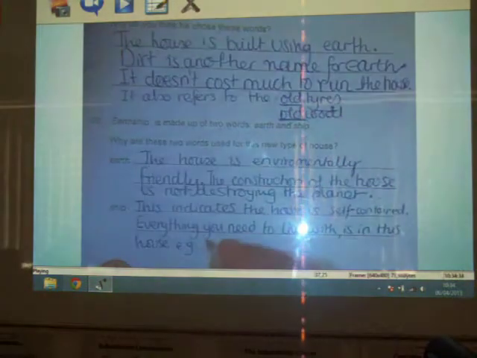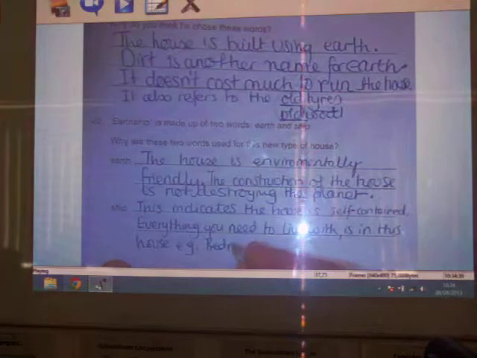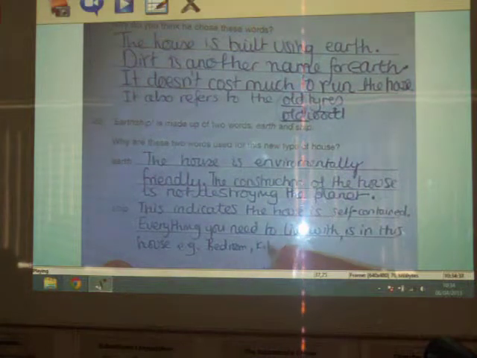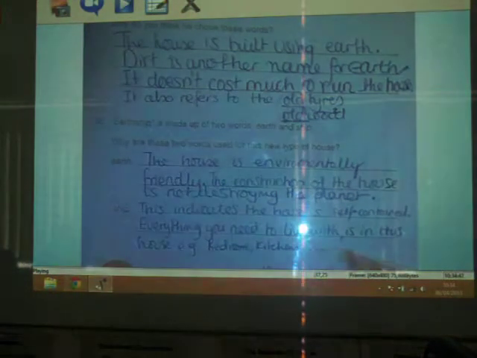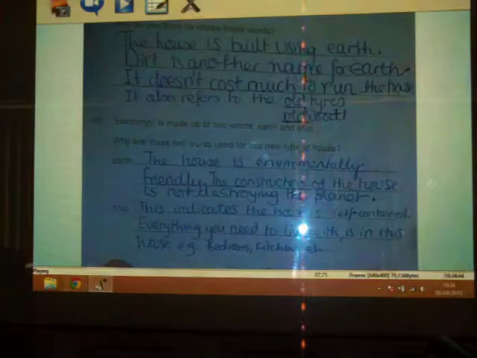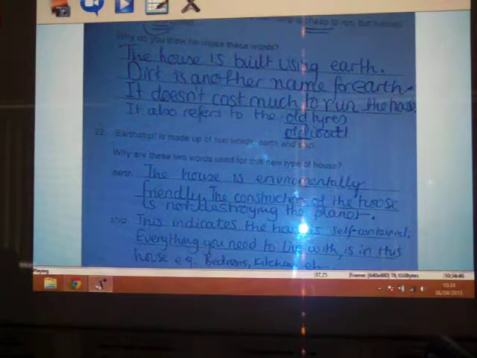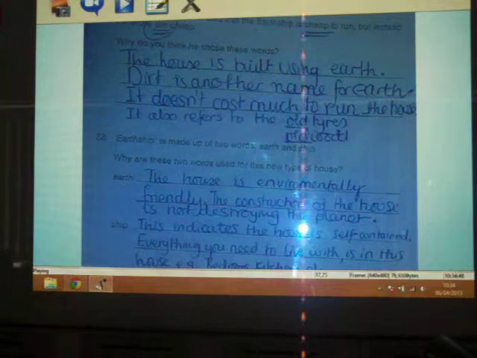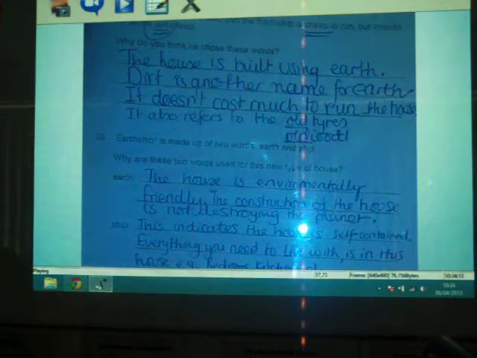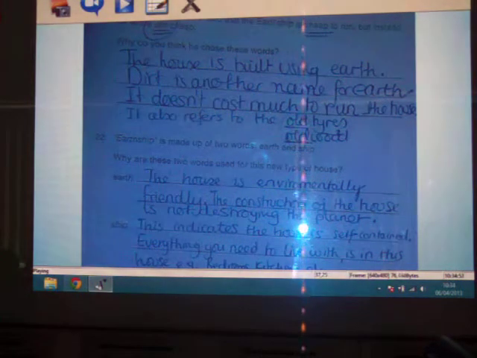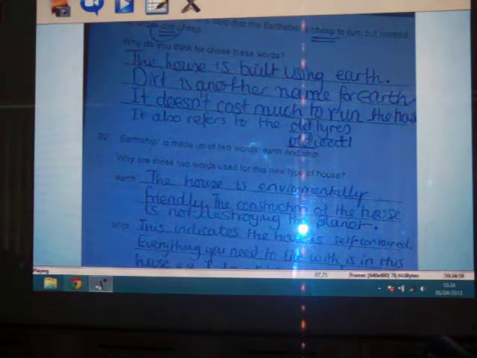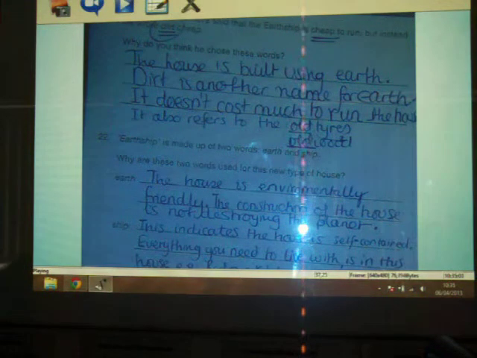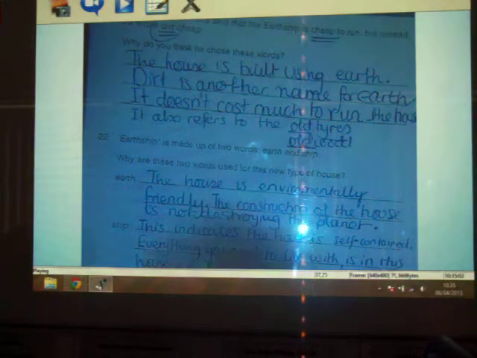So we have bedroom, kitchen, etc. Okay? So the first one we're talking about is environmentally friendly. The construction has not destroyed the planet, or we could say it's actually built into a hill, into the earth. The second part, ship, indicates like a ship. When you go on a ship, everything's there. So when you go into this house, everything's there you need to live.